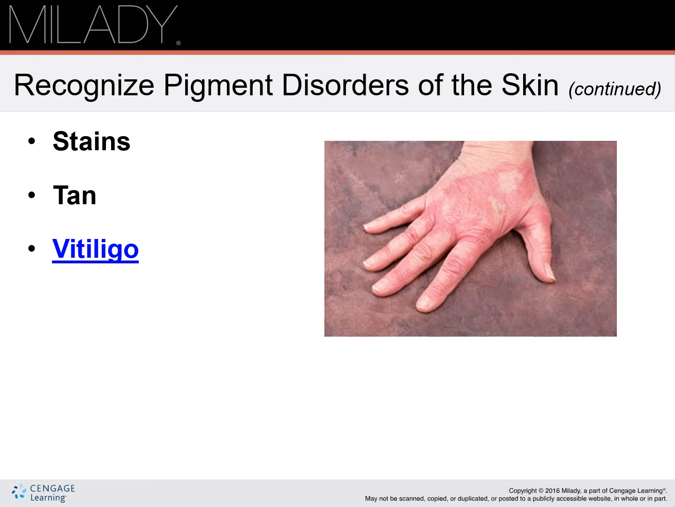Just a few more. So next up we have a stain. A stain is an abnormal brown or red patch having a circular or irregular shape occurring during aging, after certain diseases, and after disappearance of moles, freckles, and liver spots.